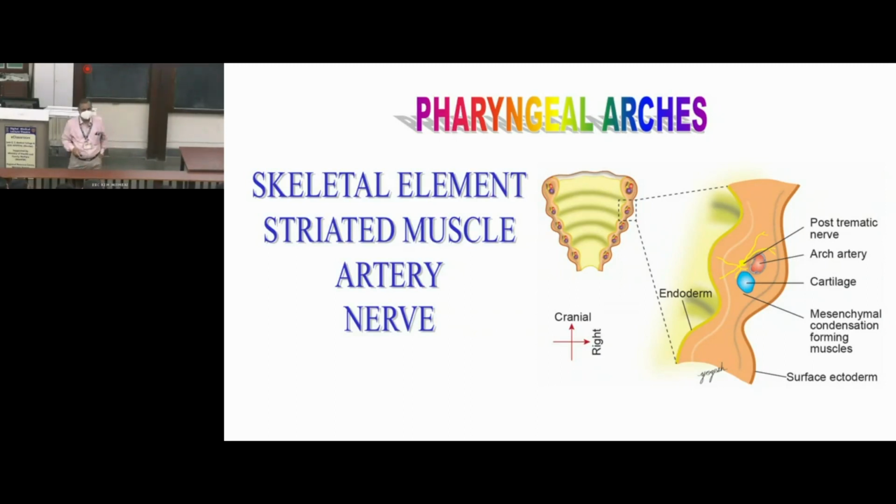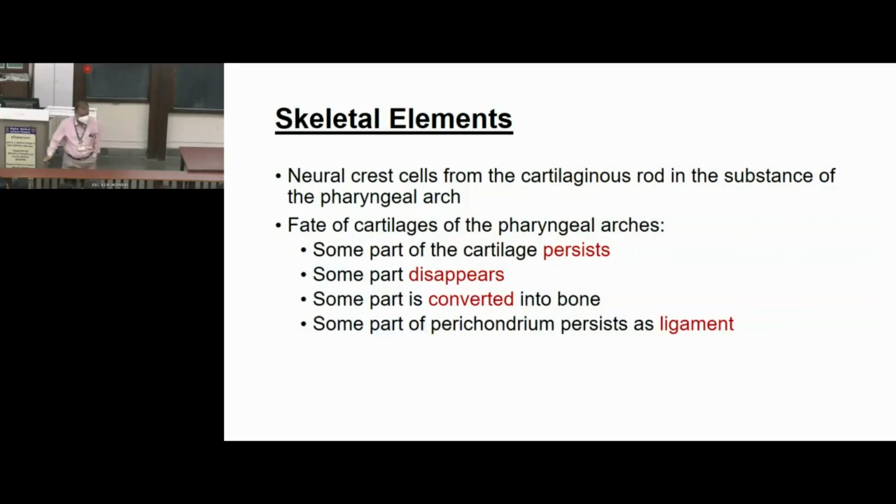Now, let us see some general principles and then go to the specifics. So, these four elements are always derivatives of each pharyngeal arch. So, what happens to the skeletal elements? Neural crest cells form the cartilaginous rod in the substance of the pharyngeal arch. Now, what is the fate of these cartilages? Some part may persist, some part disappears, some part is converted into bone.